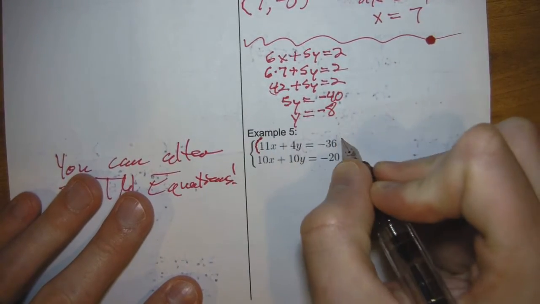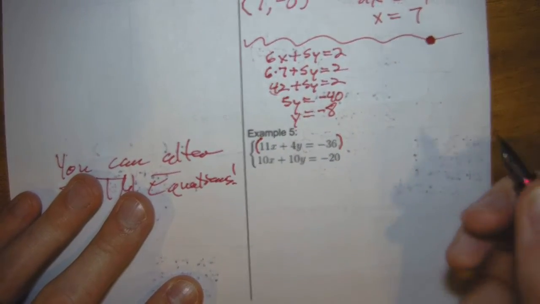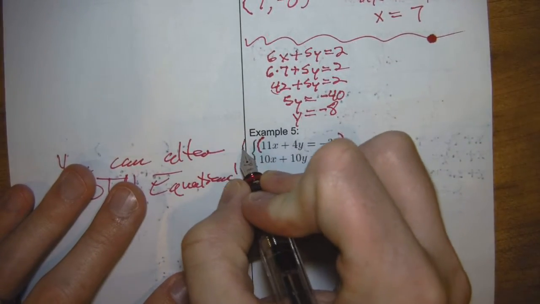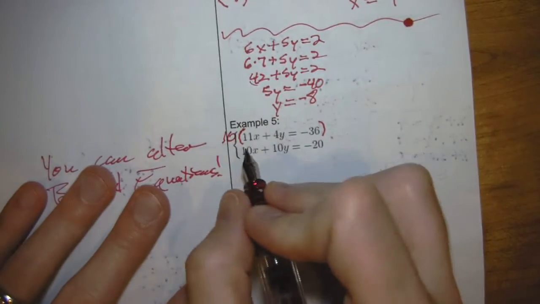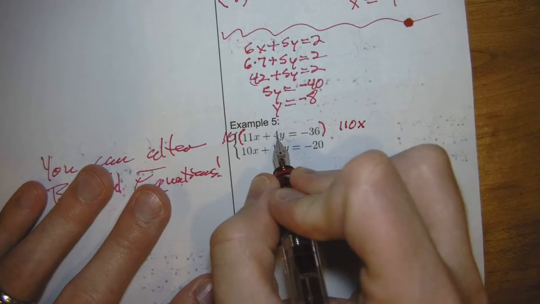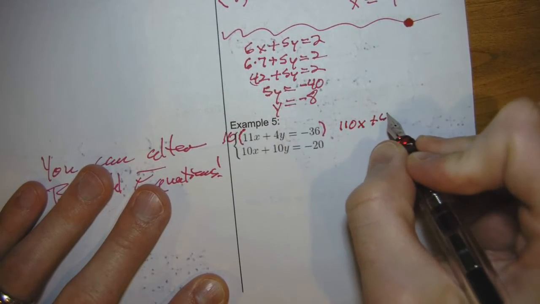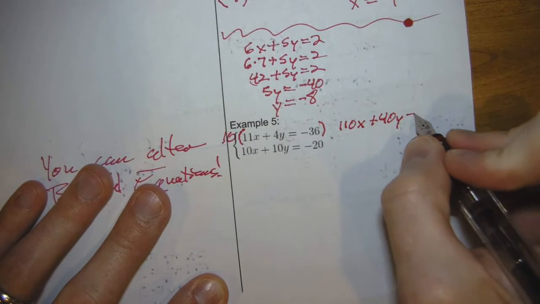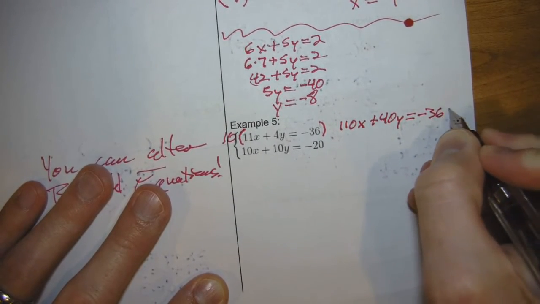To this top equation, I'm going to multiply everything by 10, just because multiplying by 10 is a very easy thing to do. So we're going to multiply everything by 10. So let's do that real quick. So 11 times 10 is 110x. 4 times 10, that's 40, in this case y, and then 10 times a negative 36 is a negative 360.